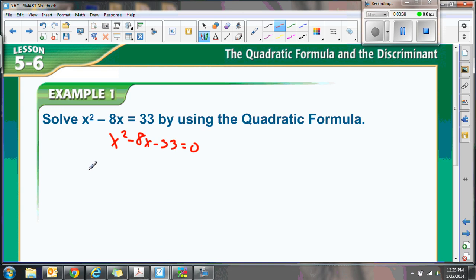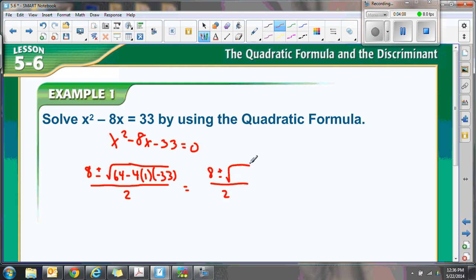So we'll go opposite of b, which will be a positive 8, plus or minus the square root of b squared. Negative 8 squared is going to be 64, minus 4 times a times c, and that's all over 2 times a, being 1, so all over 2. First thing I'm going to do is compute the value of my discriminant, the number that is underneath the square root.